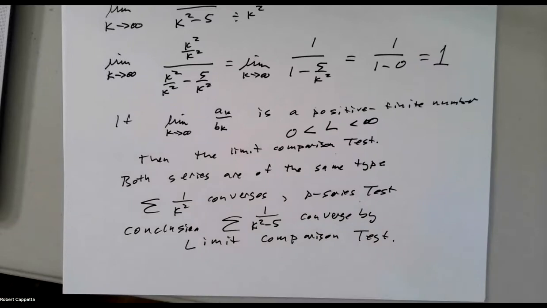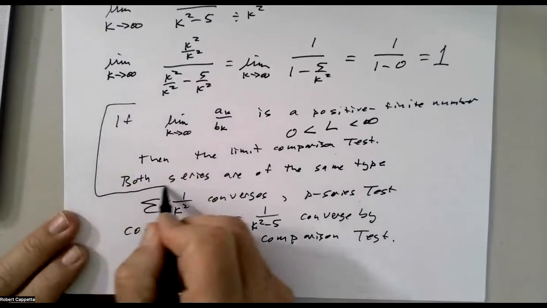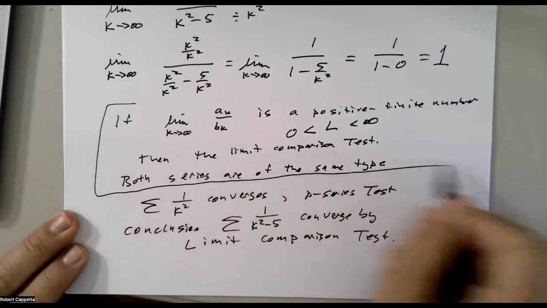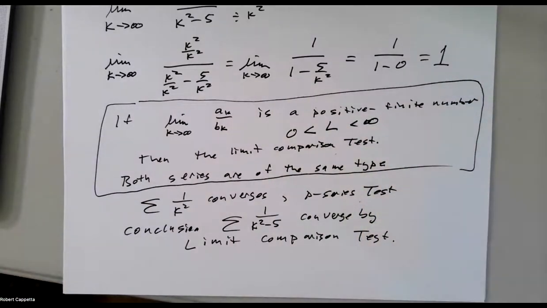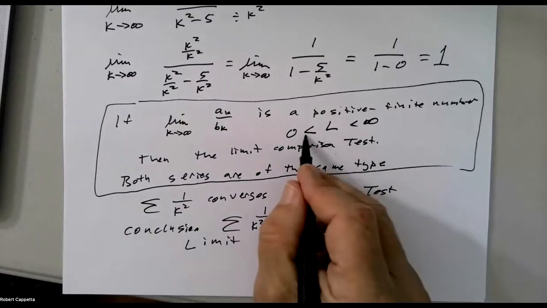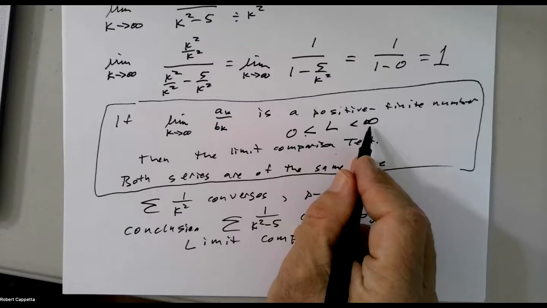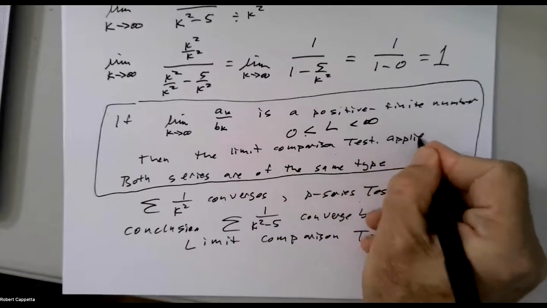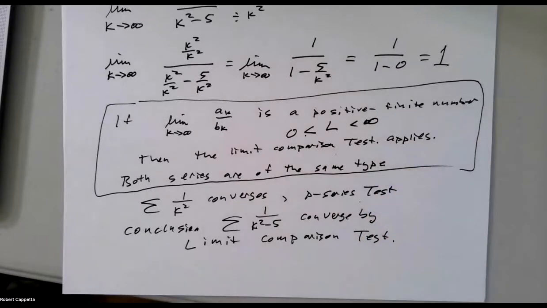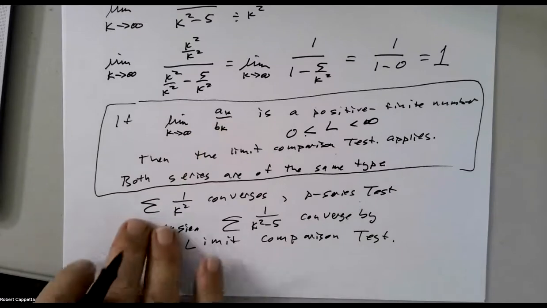So again, here's our idea, right? If the limit as k goes to infinity of a sub k over b sub k is a positive finite number, in other words, that limit is more than 0 but less than infinity, some kind of a real number more than 0, then the limit comparison test applies, which means both series are of the same type. So we're always going to try to compare something typically to a p-series. So let's go ahead and try another one.